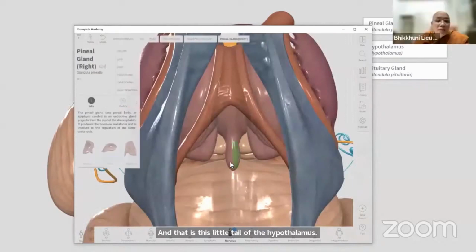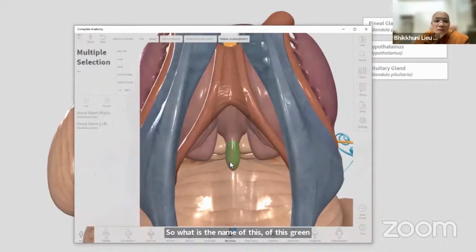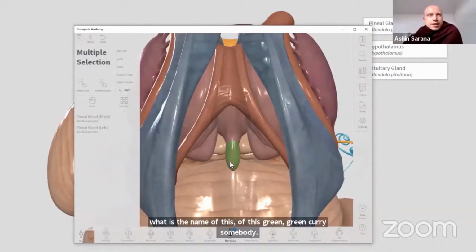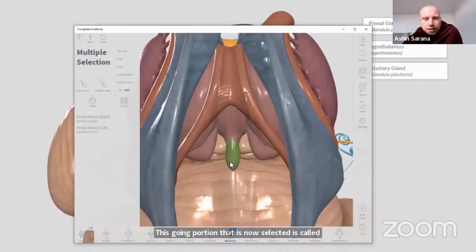So what is the name of this green region, Bante? This green portion that is now selected is called pineal gland, and the little ball that was hanging on the little string, that was called the pituitary gland.